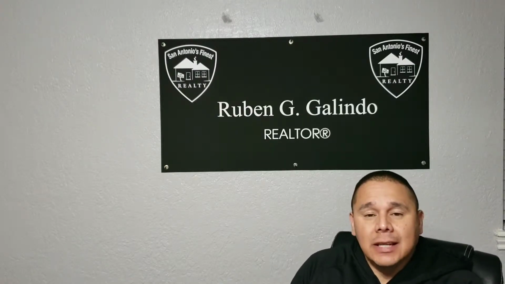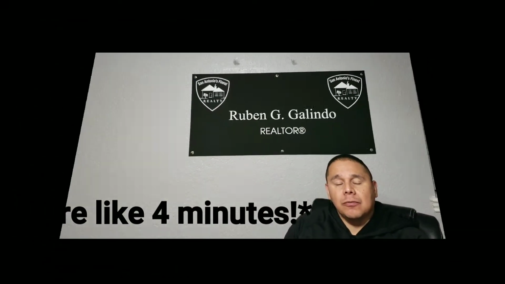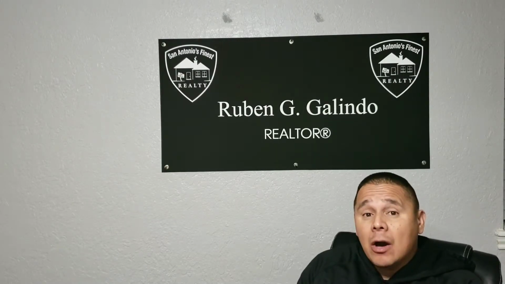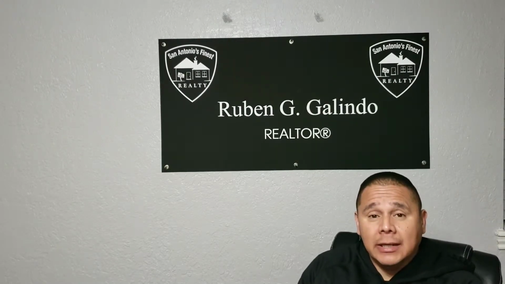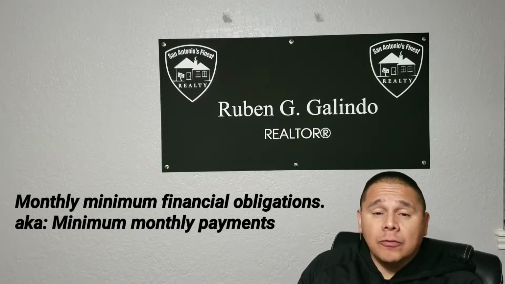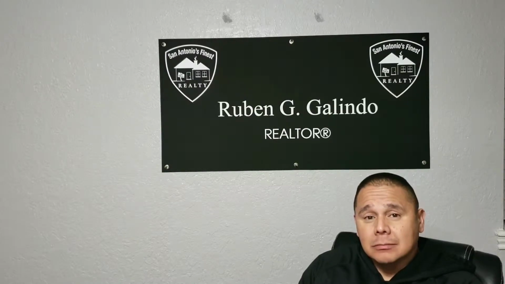I'm excited to announce that I'm going to begin 1-minute educational videos. And in this first video, I'm going to explain how the debt-to-income ratio is calculated. The debt-to-income ratio is also known in the mortgage world as the DTI. The DTI is calculated by adding all your financial obligations divided by your gross income.